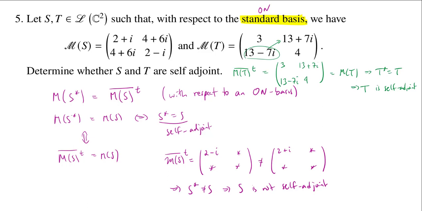So if you know you're working with respect to the standard basis, or in general any orthonormal basis, it's very, very easy to decide if an operator is self-adjoint if you know a matrix for that operator with respect to that basis.